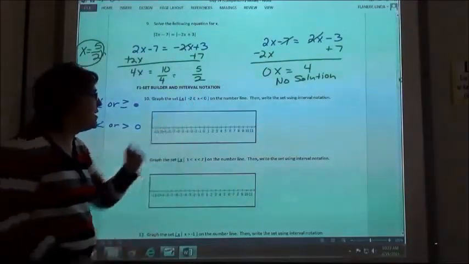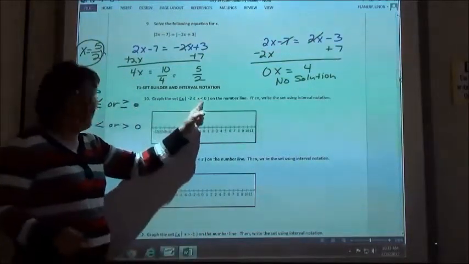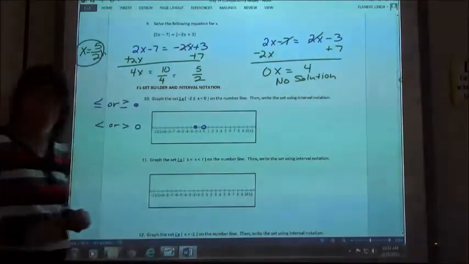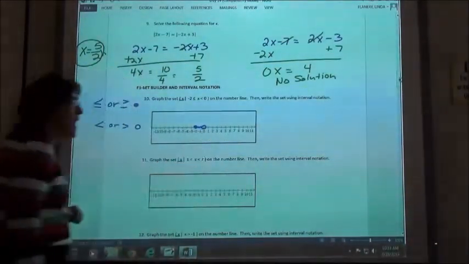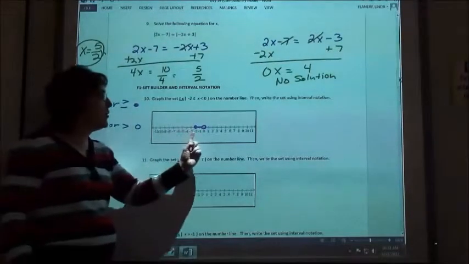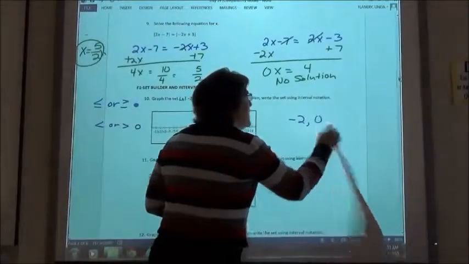I am equal to the negative 2, so I use the filled in dot. But I'm not equal to the 0, so I put an open circle around the 0. I'm then just going to shade between those two dots because the x is in the middle of those two dots. Okay? Now, in interval notation, what you're going to do is write down the starting number and the ending number. The negative 2, comma 0.